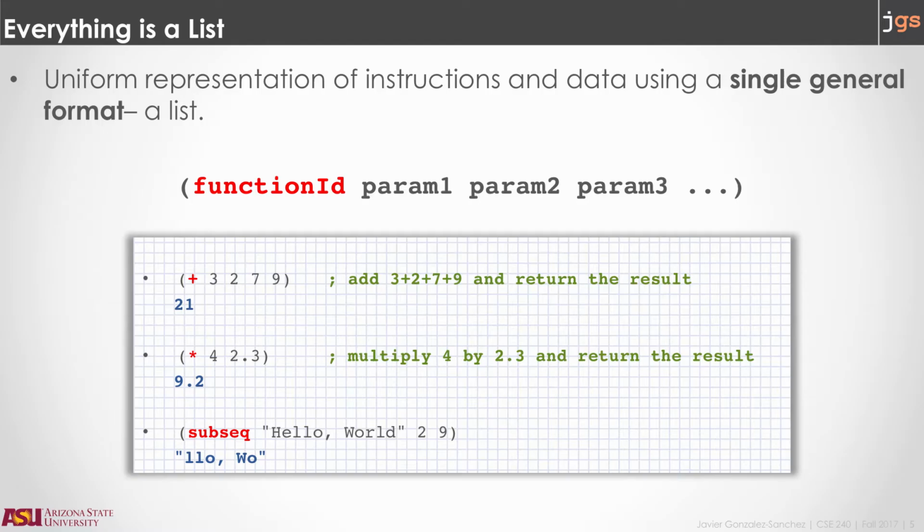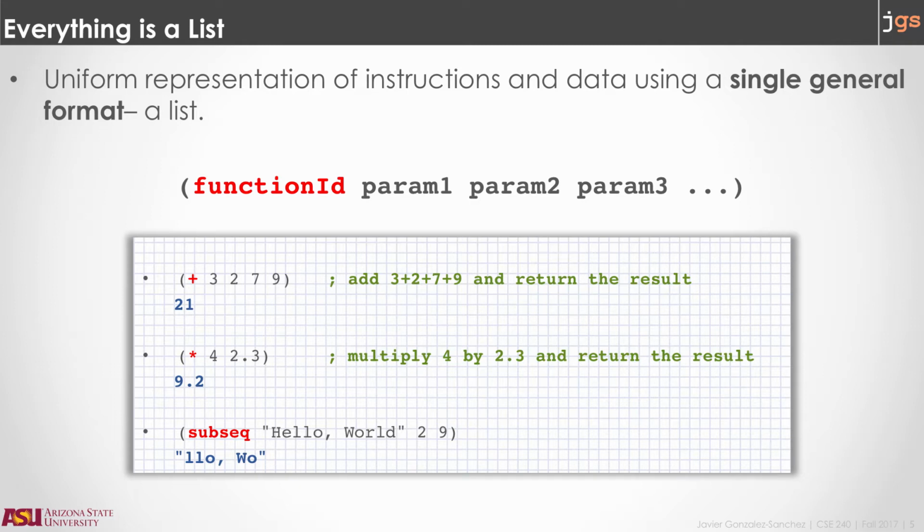We are going to talk about data later, but one of the most important features in functional programming is that the instructions, functions, and the data are represented using exactly the same general format, list. So let us focus on the instructions first. Remember, parentheses, and inside the first element is the ID of the function, and then you can have parameters, any number of parameters. The first thing that you are going to notice is there are no operators in Lisp.